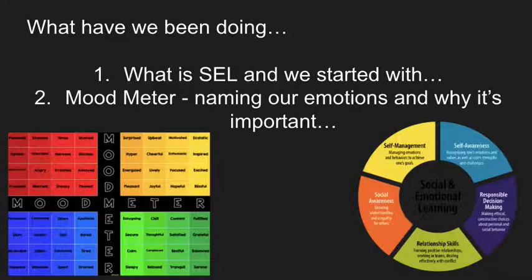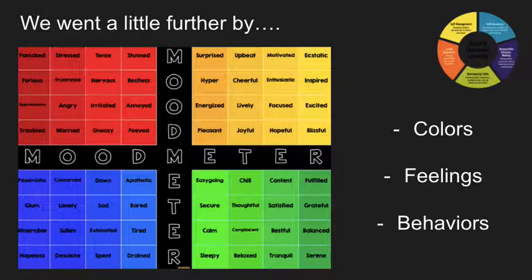So we have spent some time back at the beginning talking about what SEL actually is, all the different components of social emotional learning, and we have started with self-awareness, and we have spent some time figuring out why it's important to be able to name our emotions and how that can impact us here at school, but also outside of school. After that, we went a little bit further, and we have spent a lot of time practicing, discussing what color might describe how we feel.